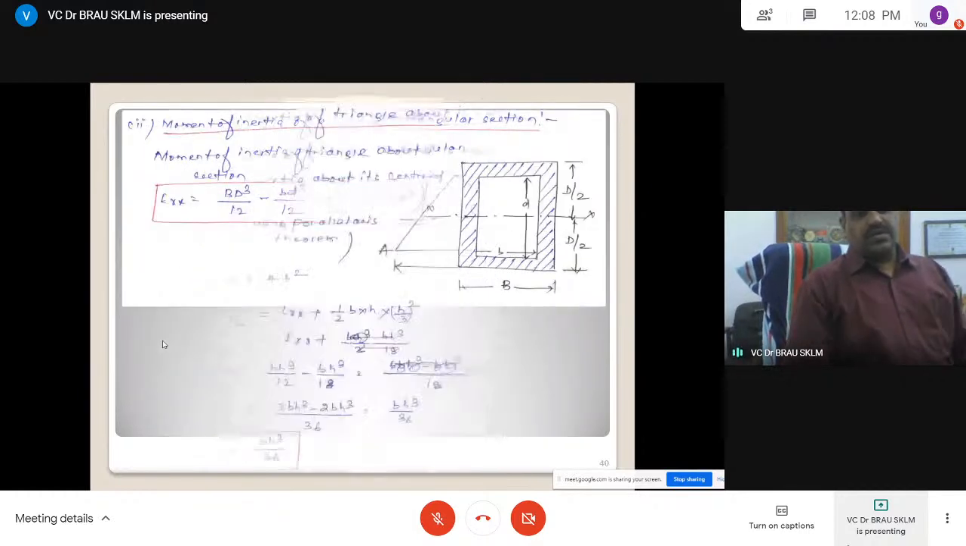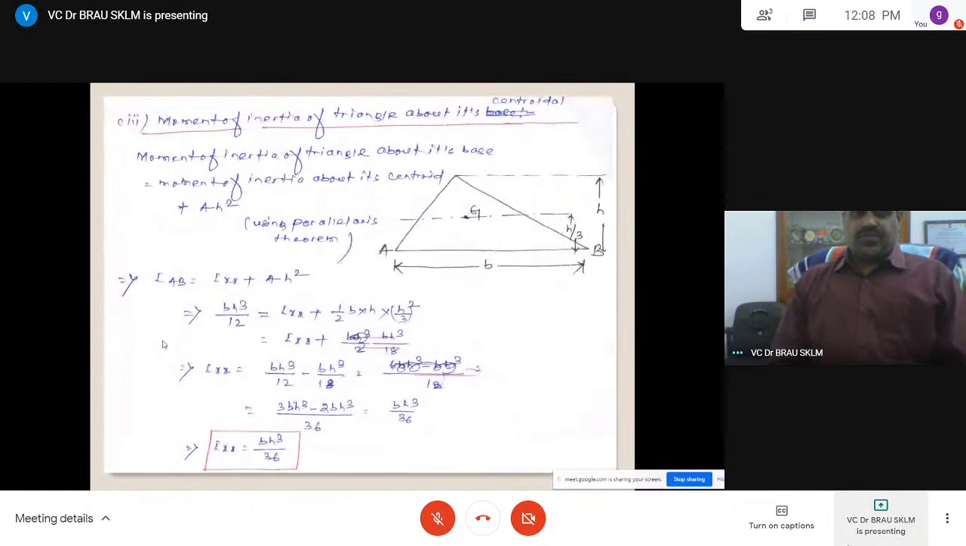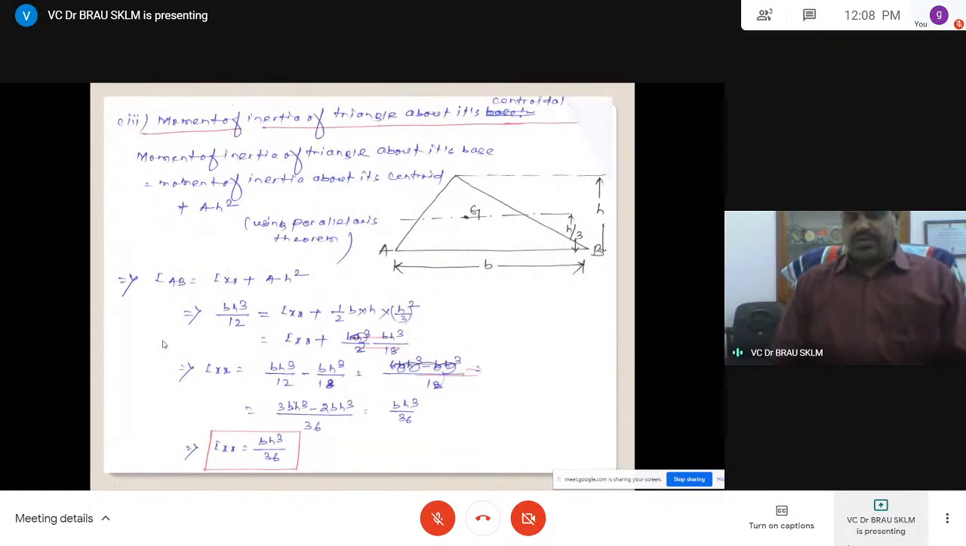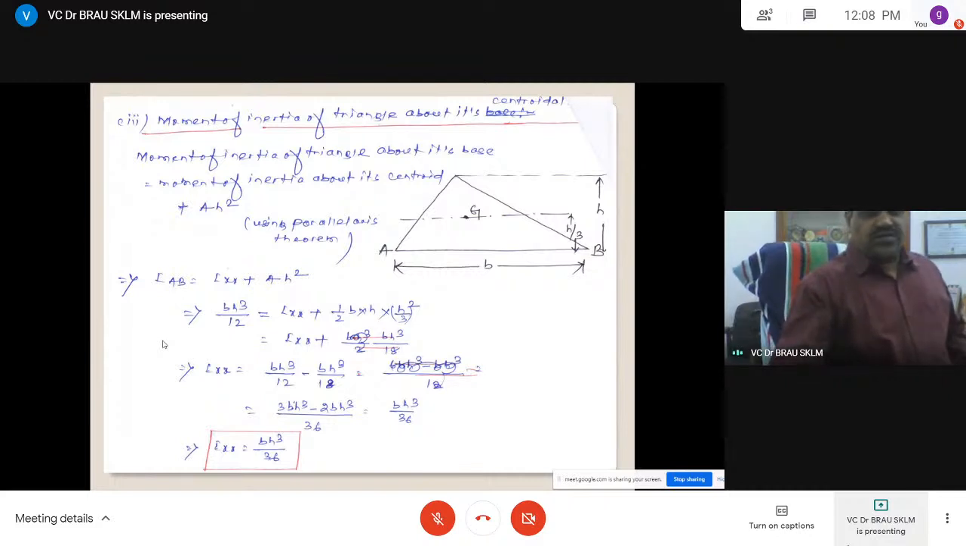This we already seen. Now let us start with the triangle: BH cube by 12, BH cube by 18. How we got 18 is the area into length square. Now you can see this is already known to you. You can determine this from Ixx, and vice versa. If IAB is given, Ixx can be calculated. If Ixx is given as passing through the centroid, IAB can be calculated.